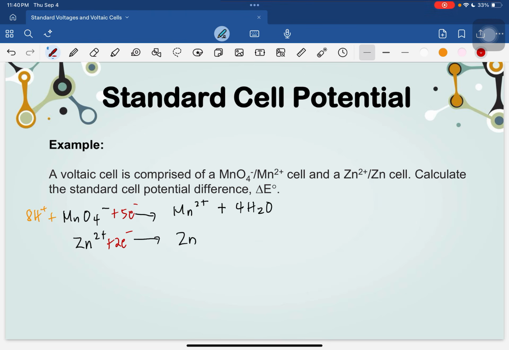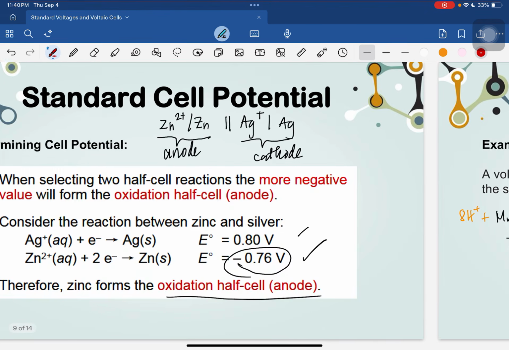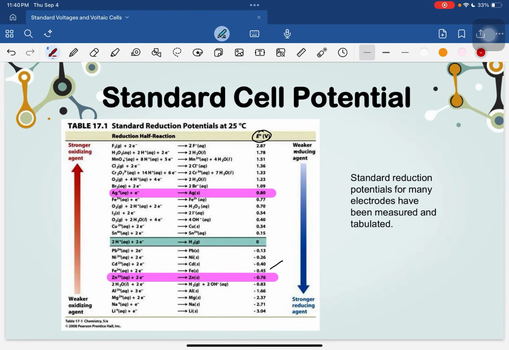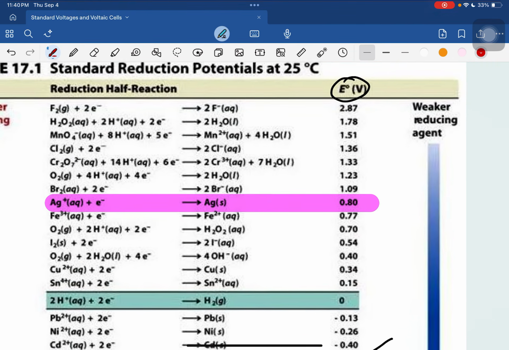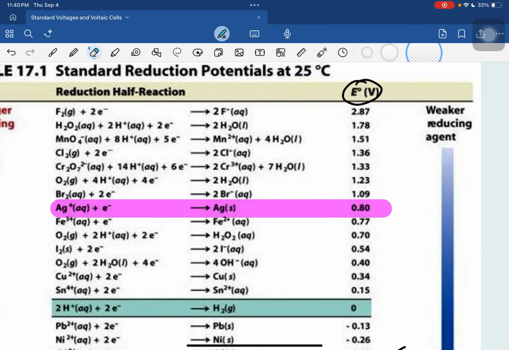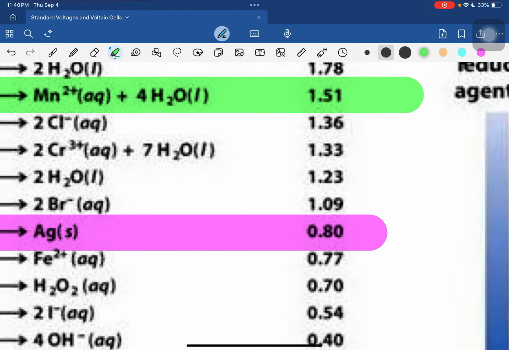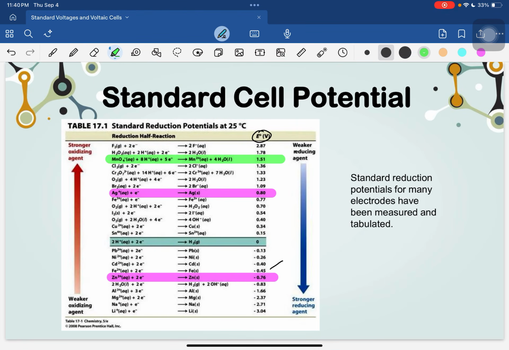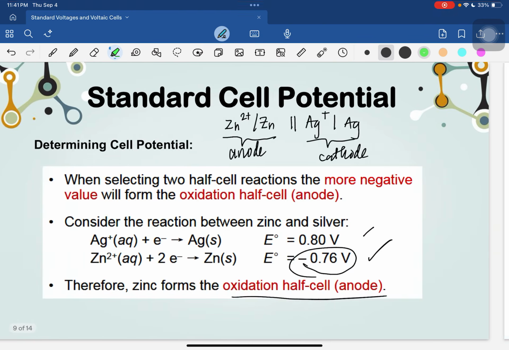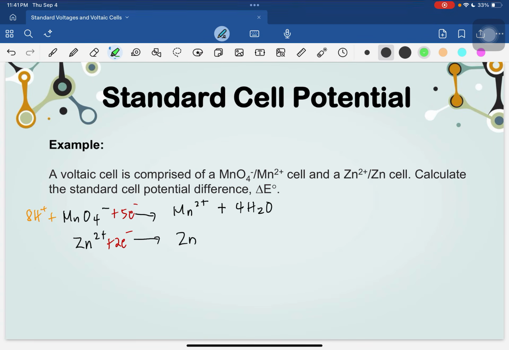So we're almost done. We just have to identify the voltages. So the first one will be the permanganate side. We go back. I'm really sorry, I was not able to put the table on another tab, so we just have to go back and forth. So let's look for permanganate. There you go. Found it. Our permanganate side is 1.51.